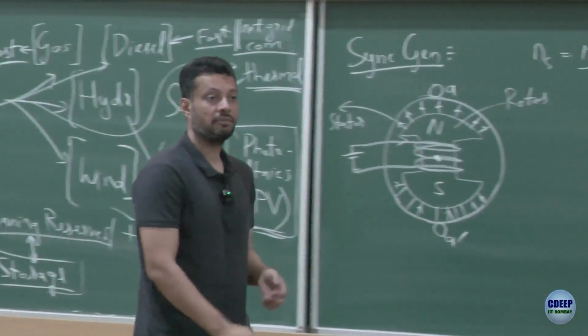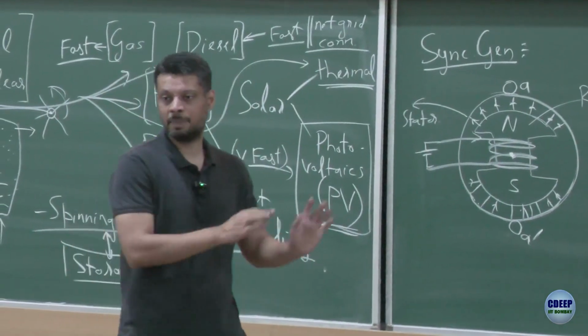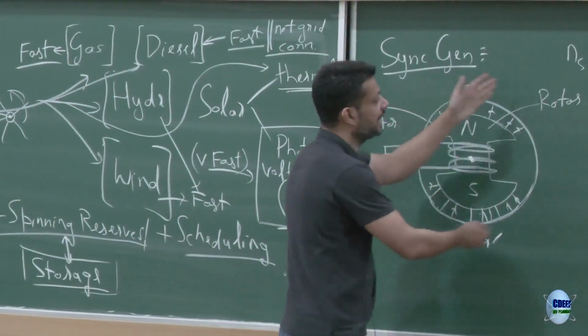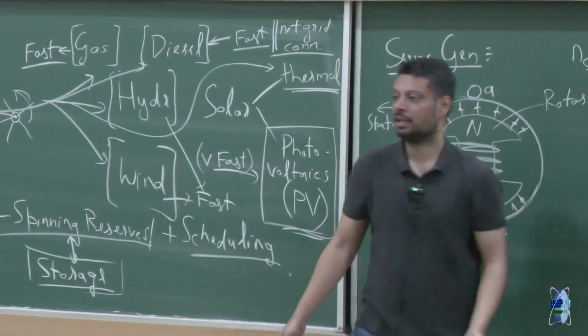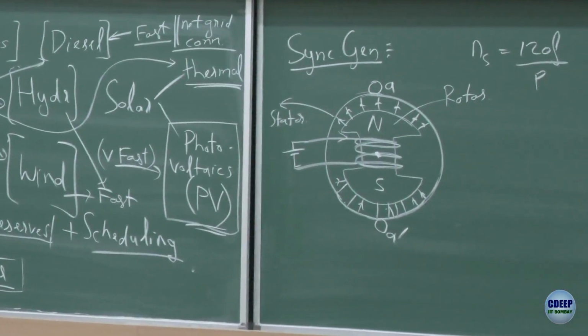Is that okay? If you apply Faraday's law, you will get the induced voltage. So that is the basic principle. Once you have the voltage induced in this A winding, you can bring it out, connect it to the load, and this acts as a generator. Okay, any question, any doubt so far?